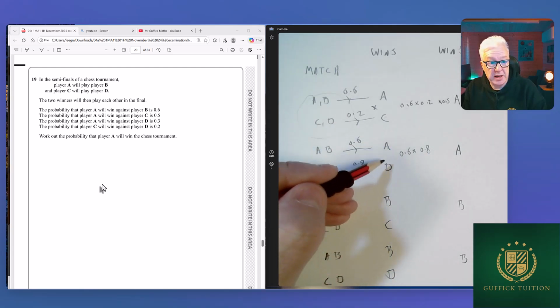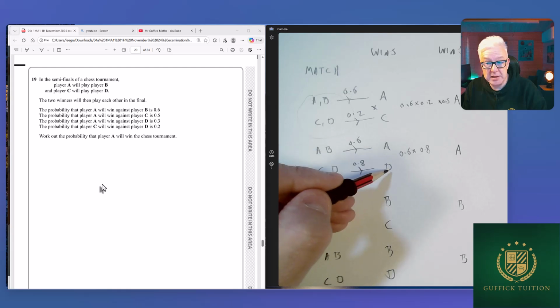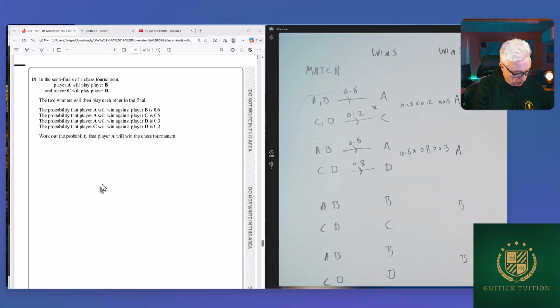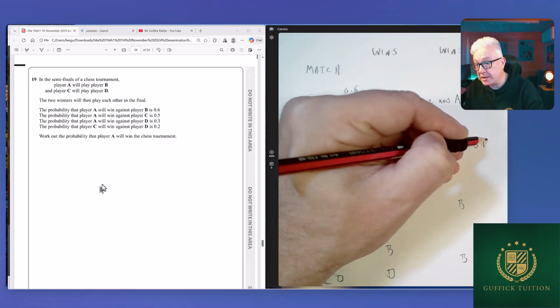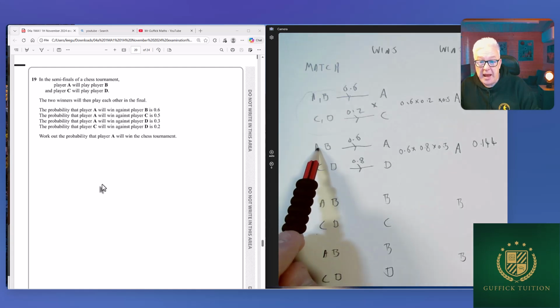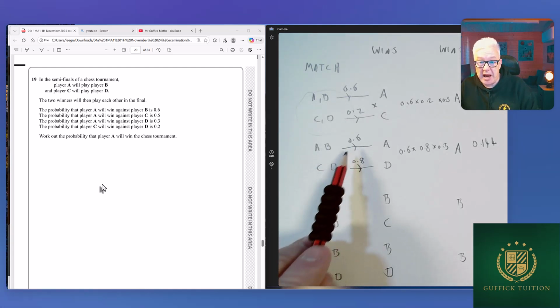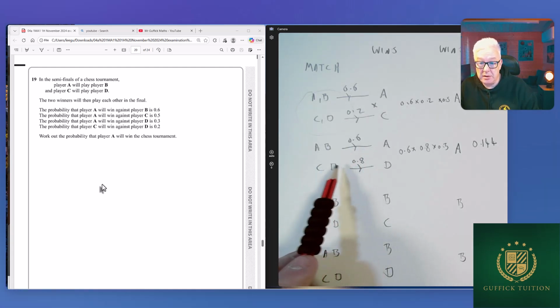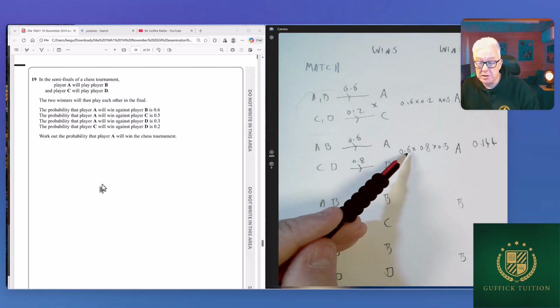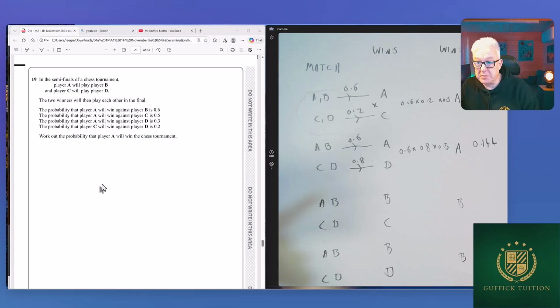Now in the match between A and D, the probability that A will win is 0.3. So we have 0.3 there. So we have 0.6 times 0.8 times 0.3, which is 0.144. So the probability that A wins this way is 0.144. So how does this happen? A has to win the AB match, and D has to win the CD match, and A has to win the AD match. So all of those respective probabilities get timesed together.